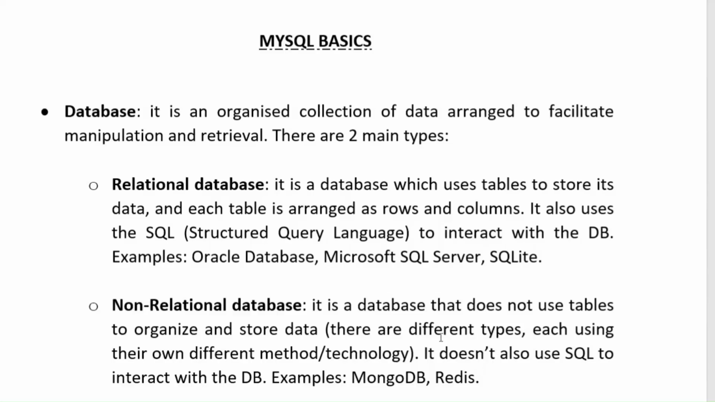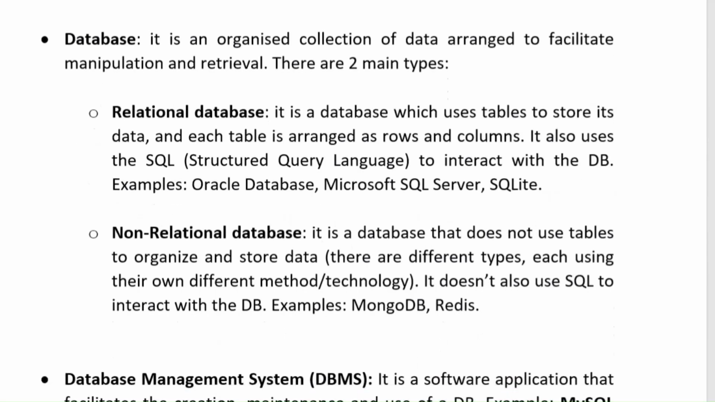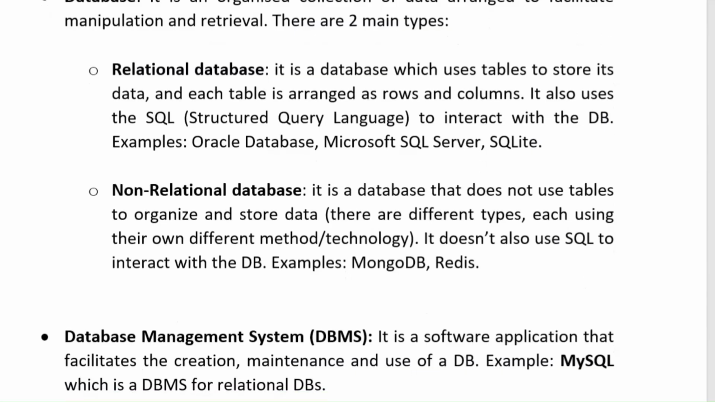The next type of databases that exist are the non-relational databases. A non-relational database is a database that does not use tables to organize and store its data. There are different types of non-relational databases, and each type uses its own different method or technology for organizing and storing data. So non-relational databases do not use tables for organizing data, and they also don't use SQL to interact with the database. Some popular examples of non-relational databases are MongoDB and Redis, which we are not going to talk about in this video because here we are focusing on relational databases only.